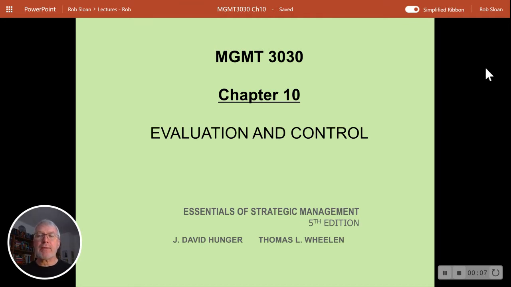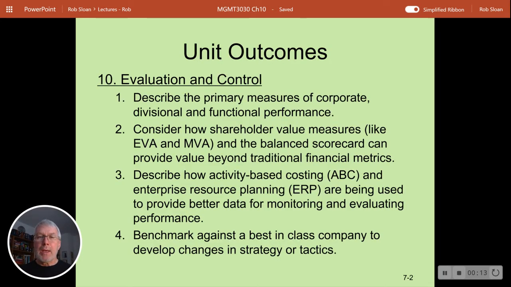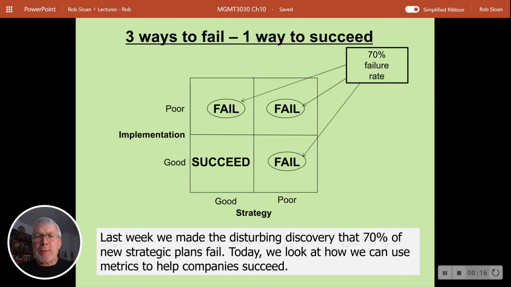Our topic this week is evaluation and control. Last week we talked about implementation and the disturbing fact that as many as 70% of strategic plans actually fail. And it fails at the implementation phase, where generally companies will develop a good strategy, but the hard part is implementing. If you have poor implementation and a good strategy, you'll fail. And of course, if you have a poor strategy, whether your implementation is strong or not, you'll also fail.